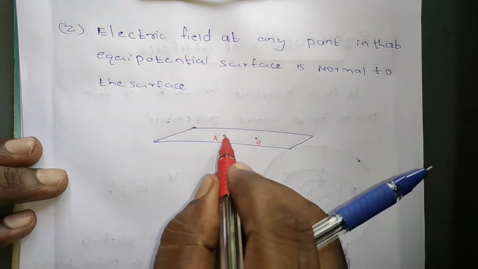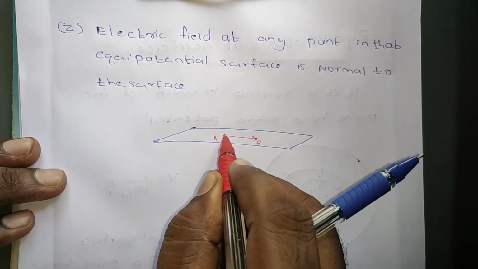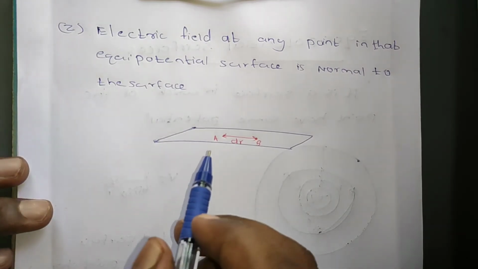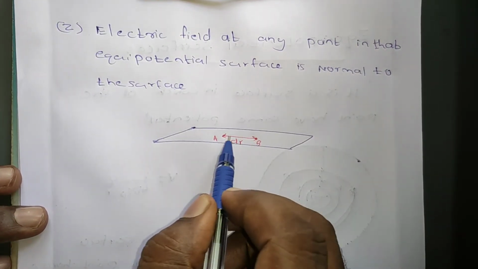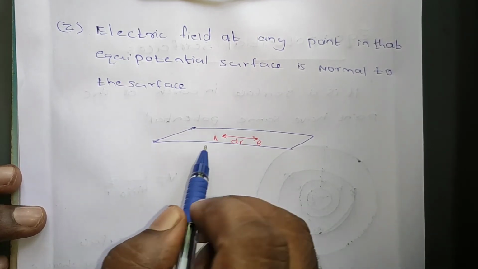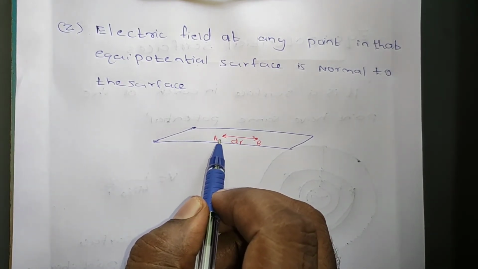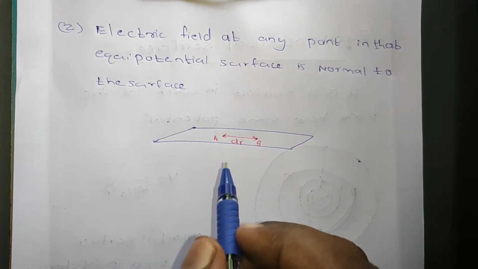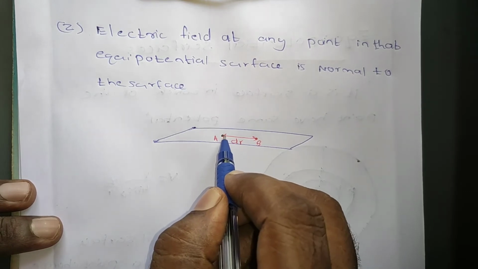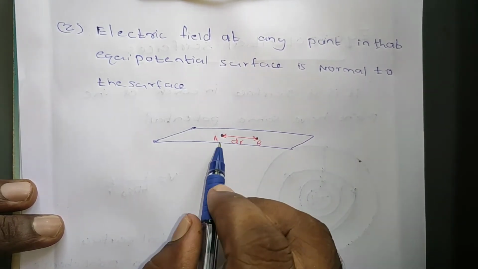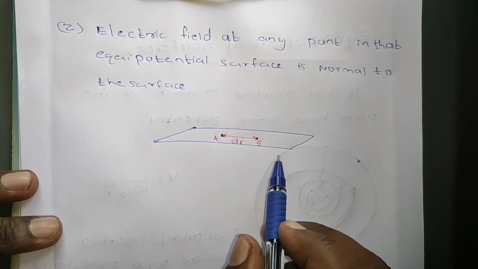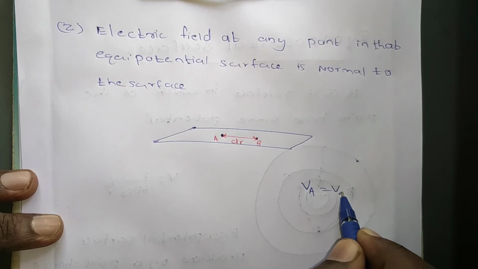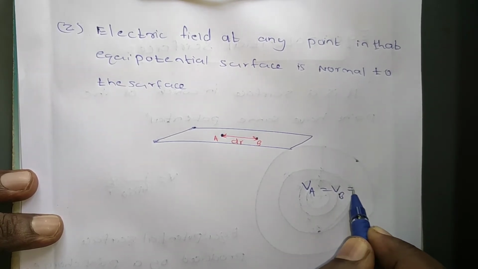What is the distance between them? I am going to consider the distance between them as dr. I am going to consider the work done to move a unit positive charge from here to here. What about the potential at A and potential at B? A and B are points on the equipotential surface, so VA is equal to VB, which is equal to V itself.